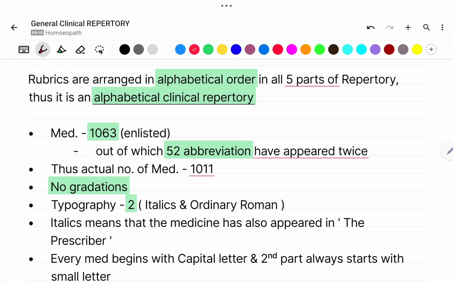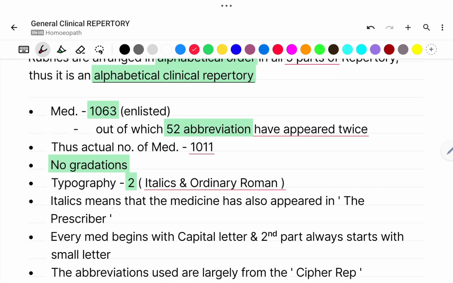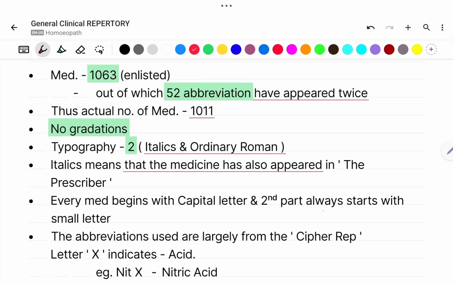Typography is of two types: italics and ordinary Roman. Italics means the medicine has also appeared in the Prescriber, that is another clinical repertory of J.H. Clark. Every medicine begins with a capital letter, and the second part of the medicine always starts with a small letter.